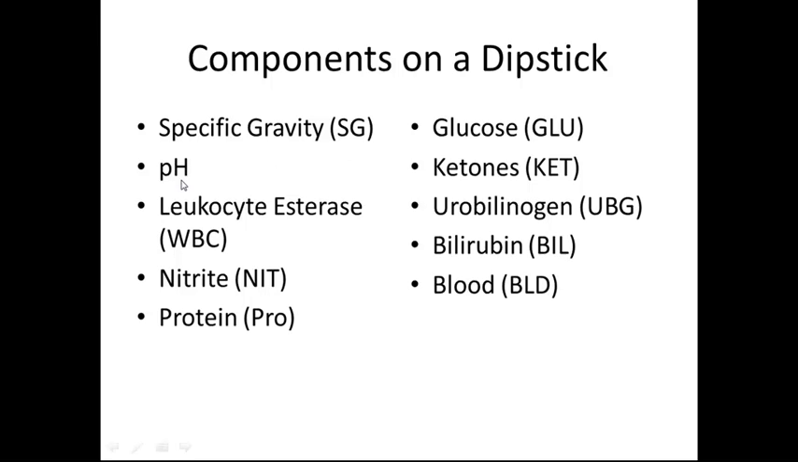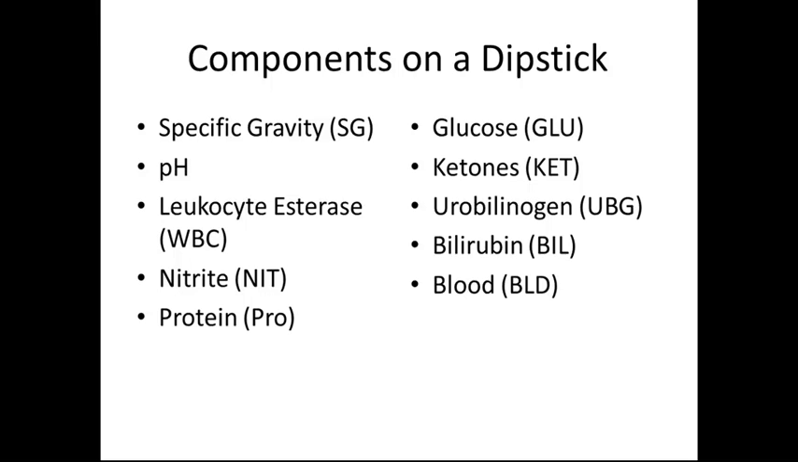pH, so is it acidic or alkaline? Leukocyte esterase, which detects white blood cells in the urine in the case of an infection. Nitrites are formed when the urine is in the bladder for over 4 hours, and bacteria will then convert nitrates, which are commonly in the urine, to nitrites.